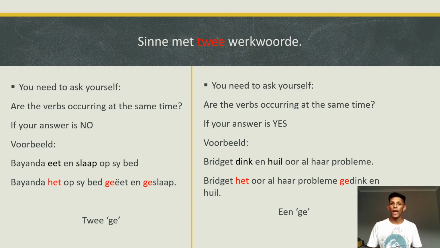Sinne met 2 werkwoorde. Yeah, a sin kan 2 werkwoorde hê. You need to ask yourself one question, and one question only. Do your verbs occur at the same time? Are they happening whilst another is happening? Now, the reason for this is it's going to determine what your final answer is. It's either going to be yes or no. Now, please do not think of this personally and say, hey, I can eat and sleep at the same time. I can walk and run at the same time.